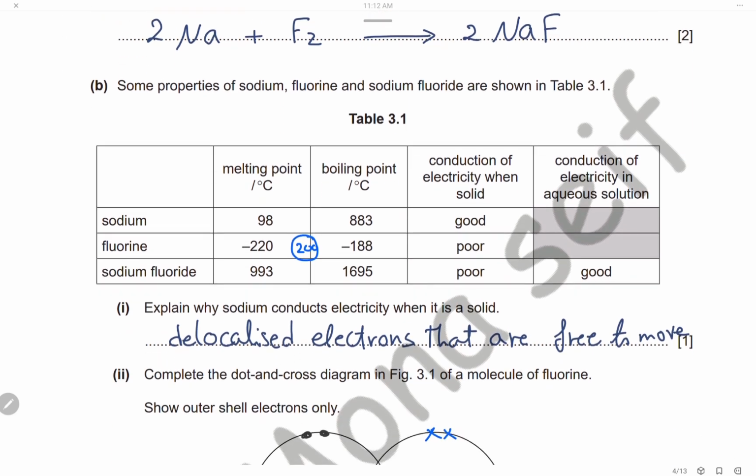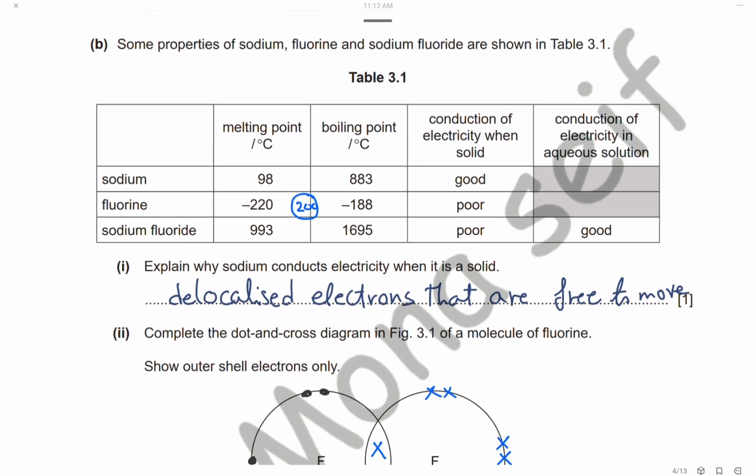Some properties of sodium, fluorine, and sodium fluoride are shown in table 3.1. Here we have the table, the melting point, boiling point for sodium, fluorine, and sodium fluoride, and also whether it conducts electricity when it is solid or in aqueous solution. The first question, explain why sodium conducts electricity when it is solid. Sodium is a metal, so metals can conduct electricity when they are solid because of the presence of delocalized electrons which are free to move through the structure.